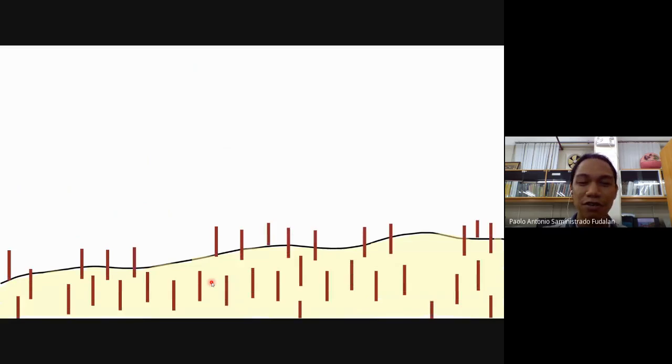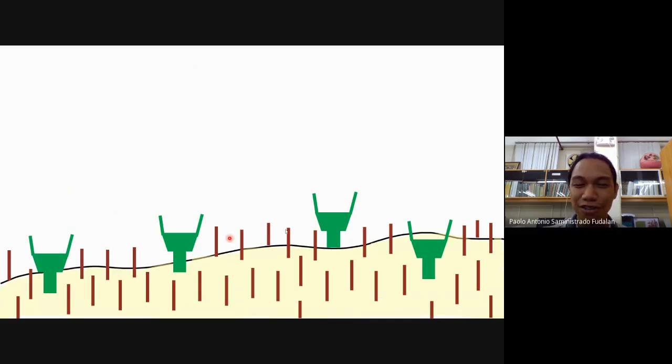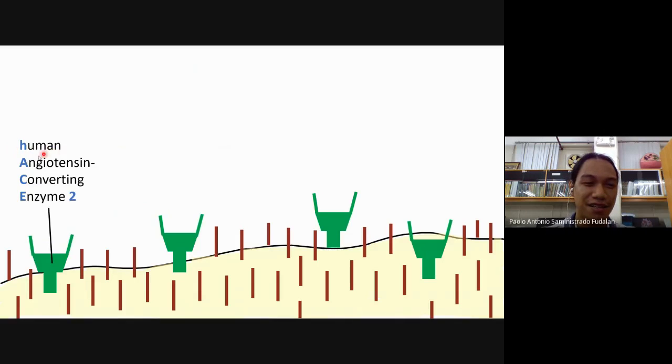Okay, so you're correct. The illustration here is the surface of a cell. And these sticks that I've drawn here are actually integral proteins. And then also on the surface of this cell are these receptors, these green ones. What are these? These are angiotensin converting enzyme 2. So these are enzymes. The name is ACE, human ACE 2. Angiotensin converting enzyme 2. Have you heard about this from the news?